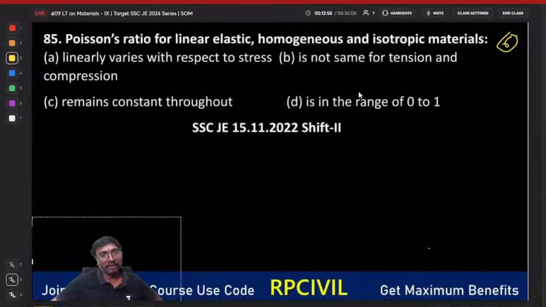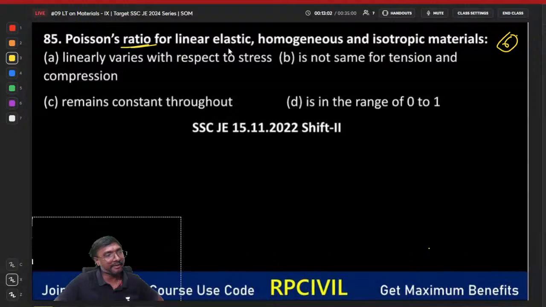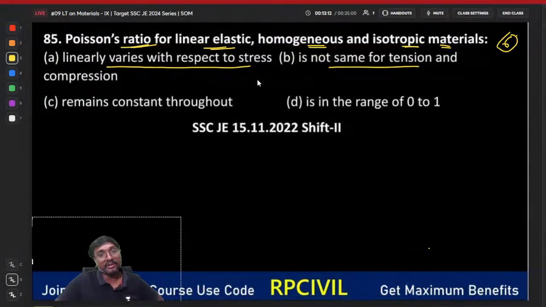So this is the leaderboard. Poisson's ratio for a linear elastic, homogeneous and isotropic material: it varies linearly with respect to stress; it is not the same for tension and compression; it remains constant throughout; it ranges from 0 to 1. Which one is correct?